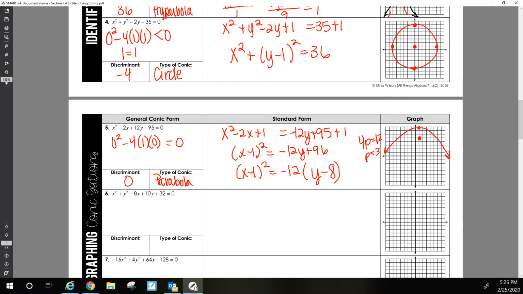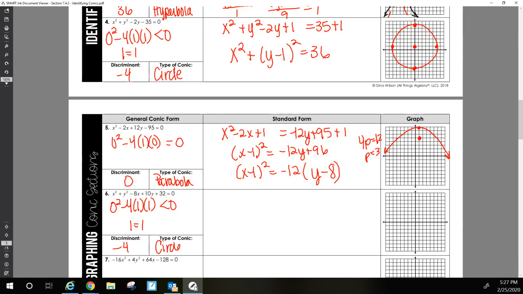All right, number 6. I see they're equal to each other, so chances are we might have a circle, but it could be a hyperbola, so we're not going to go too crazy. We've got 0 squared minus 4 times 1 times 1. Indeed, this is negative 4 for our discriminant, which is less than 0. We need to look at A and C. In this case, they're both equal to each other, which tells me we have a circle.